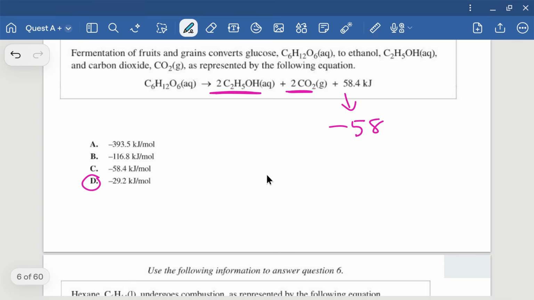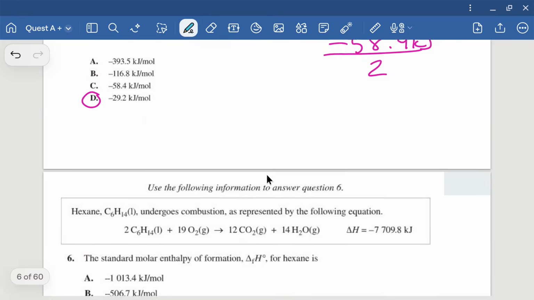So this would be negative 58.4 kilojoules. And we're dividing it by 2, because if we're looking for the molar enthalpy, we would want to see what 1 mole would represent, not 2.